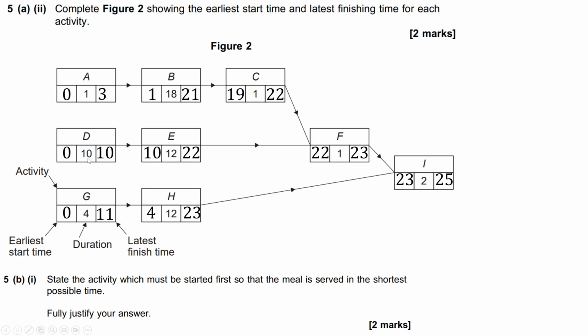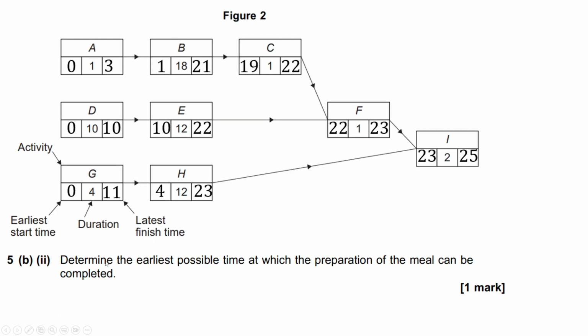This one here doesn't have any. It has to start exactly at 0 and finish at 10. There's no wiggle room. 10 take away 10 is 0. 3 take away 1, that's 2. This one can start 2 minutes in. So there's wiggle room everywhere else except for D. There isn't wiggle room here or here, because these are also critical activities, but the first critical activity is D. So the one that should be started first must be D, because it's a critical activity.